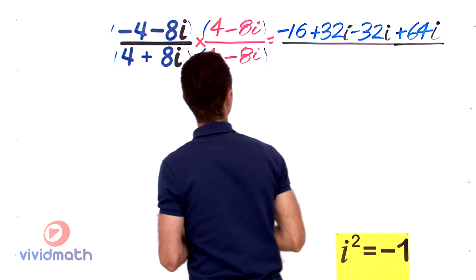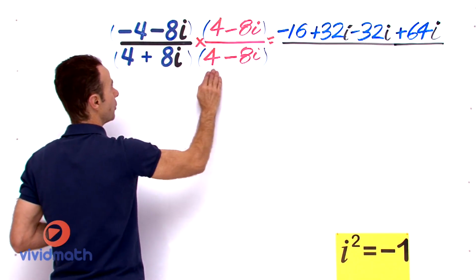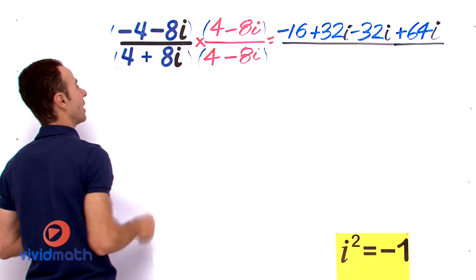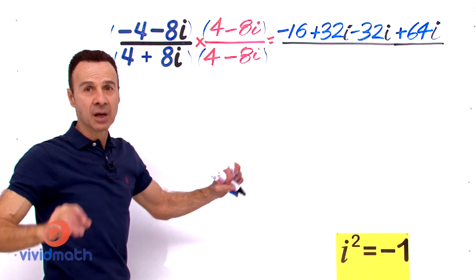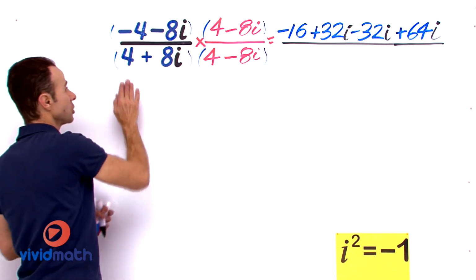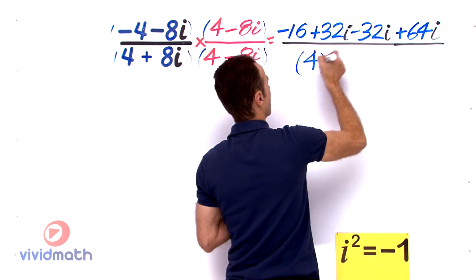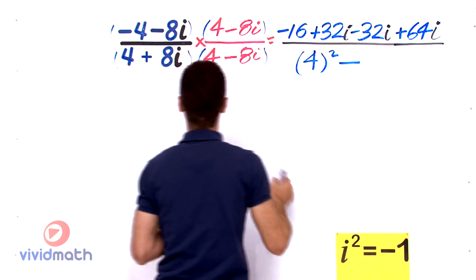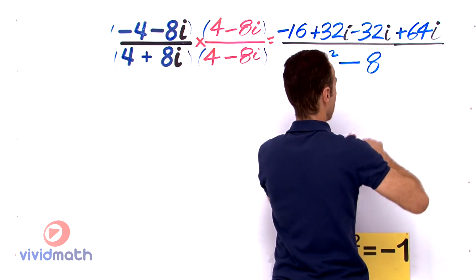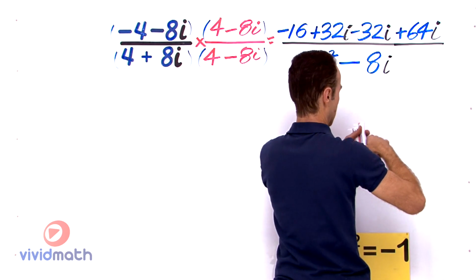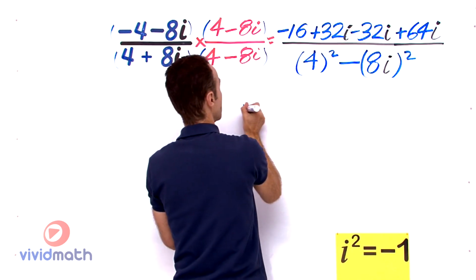All right, let's work down below. This is a difference of two squares. We've got 4 plus 8i, 4 minus 8i. That's the conjugate of that, which means all we have to do is square this guy and square this guy and subtract them. So 4 squared down below. So that'll be 4 all squared, take away 8i all squared. It's a difference of two squares, which equals.